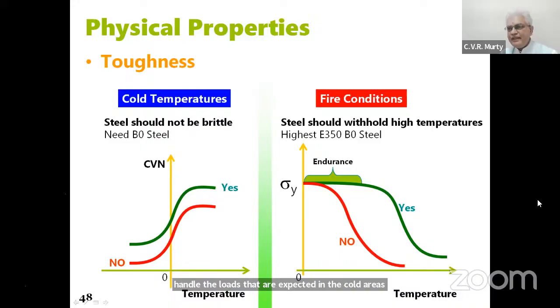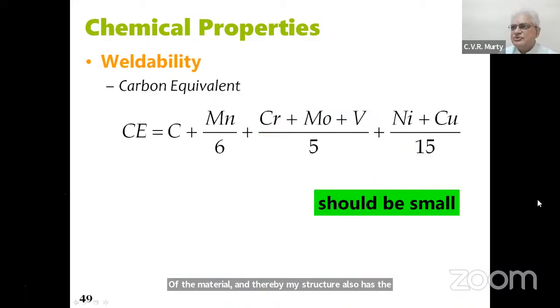And when it comes to high temperature conditions, which is especially fire induced, let us say, you need to have a decent amount of endurance in the steel structures. And that endurance will need to say that at least up to about 300 degrees centigrade, I'm not having any loss in the properties of the material. And thereby my structure also has the assured plastic moment capacity and so on.